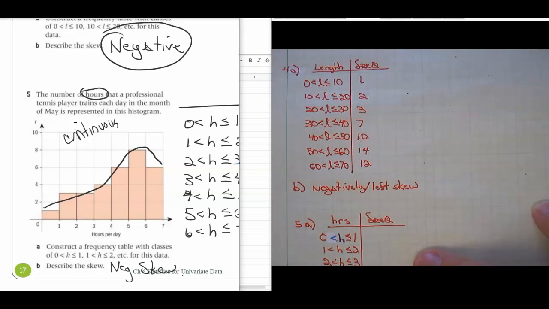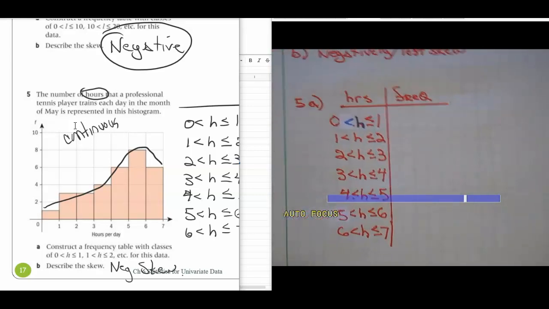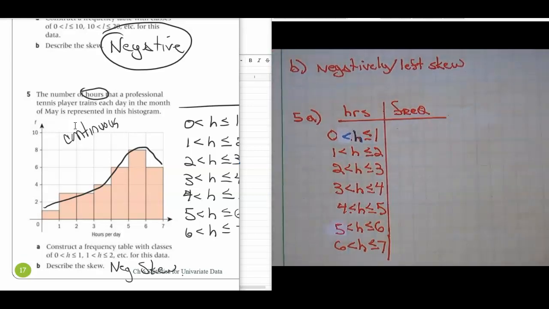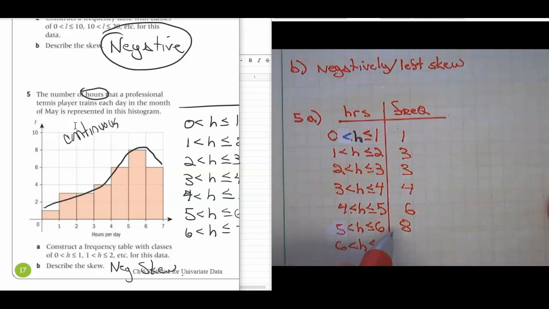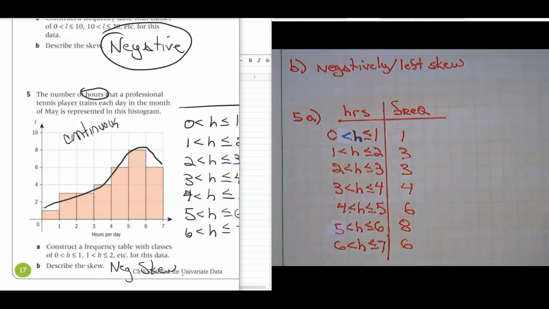And 67. And this one is also, the tail is to the right or to the left. So this is left or negatively skewed.